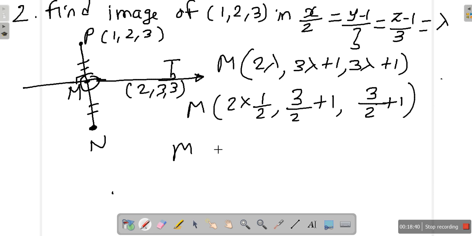And that gives me the coordinates of M as 1, 5 by 2, 5 by 2. So 1, 5 by 2, 5 by 2 are the coordinates of point M. Now let us find the image. Image means we want to find the coordinates of N.